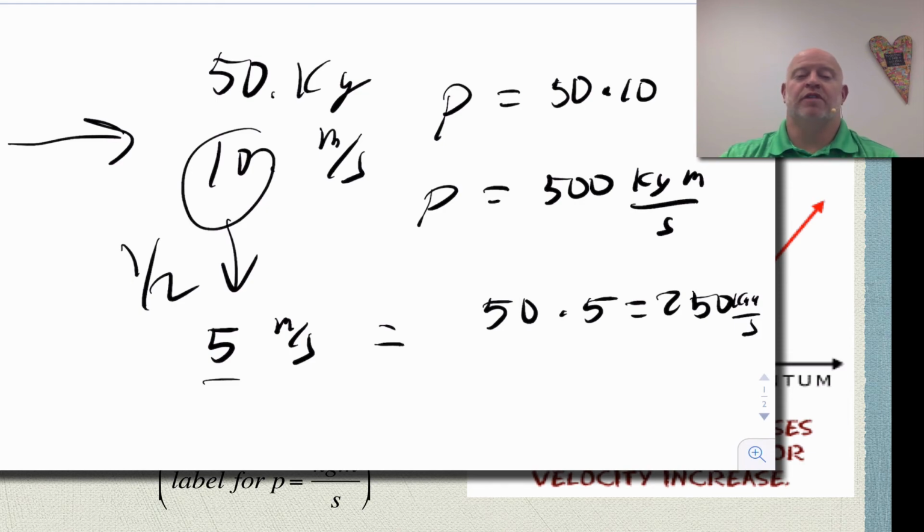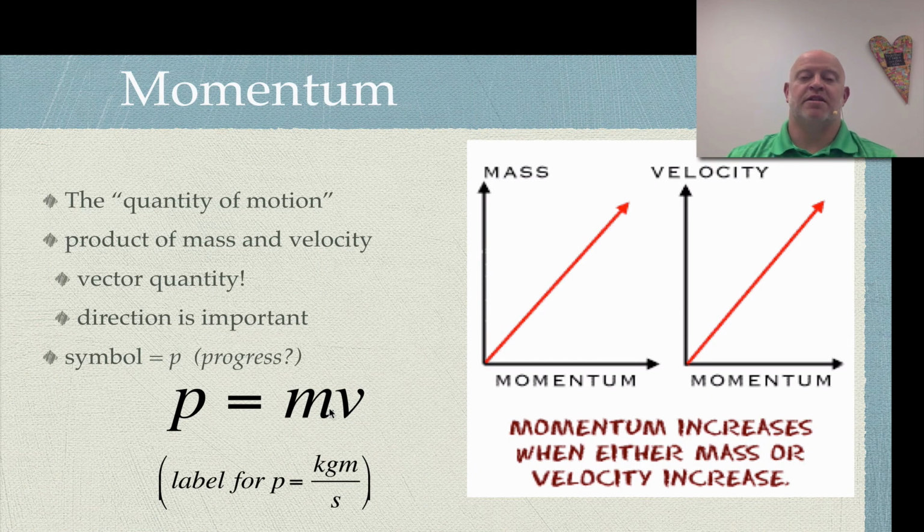On the same token, if we have two objects, and they're both moving at the same speed, both going 10 meters per second, and one object has a mass of 100 kilograms and the other has a mass of 50 kilograms, the object that is more massive will have more momentum. So we want to be careful about not only being able to use the formula, but also being able to conceptualize what happens if we compare high speed, low speed, high mass, low mass, those kinds of things.